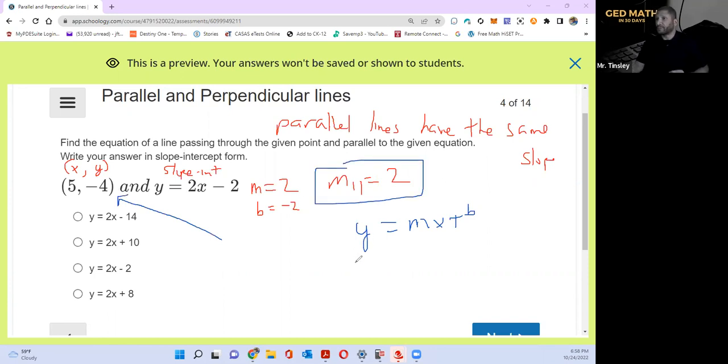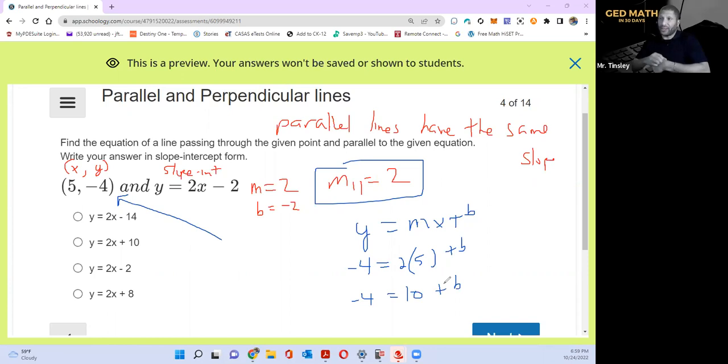You have your point. You have your slope of the parallel line. What's Y? Y is -4. What's my slope? 2. I'm going to multiply that by X. What's X? 5, plus B. Your X and Y are coming from the point that they gave you. So I get -4 equals 10 plus B.